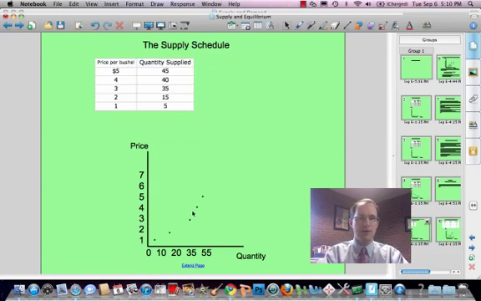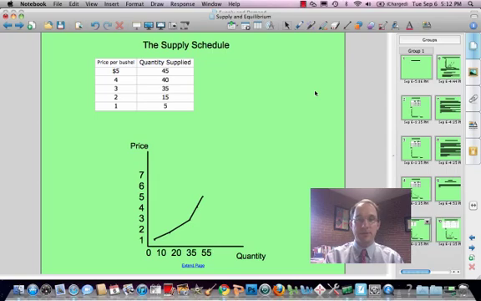So here I've gone ahead and plotted each of the numbers, the combinations of numbers that correspond to the various amounts that suppliers, or manufacturers, will supply at a given cost. And you'll notice here that there is a positive relationship between the price that's being offered on the market and the amount that a supplier will produce at that price.